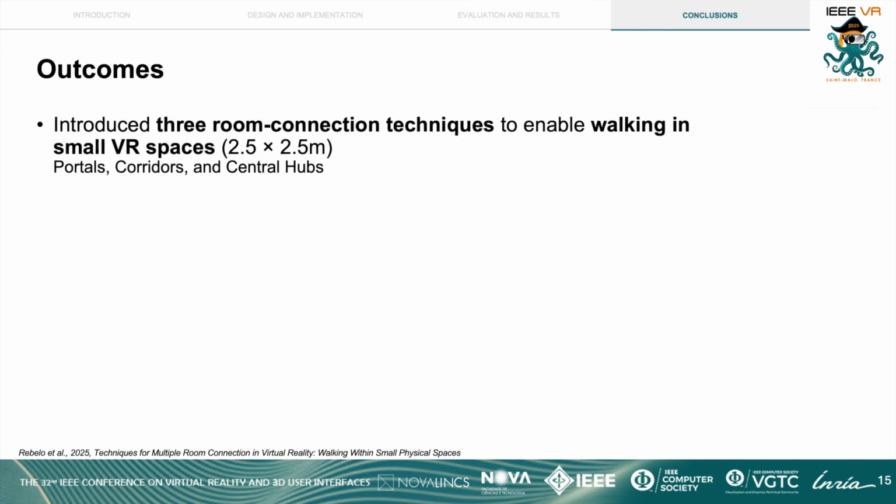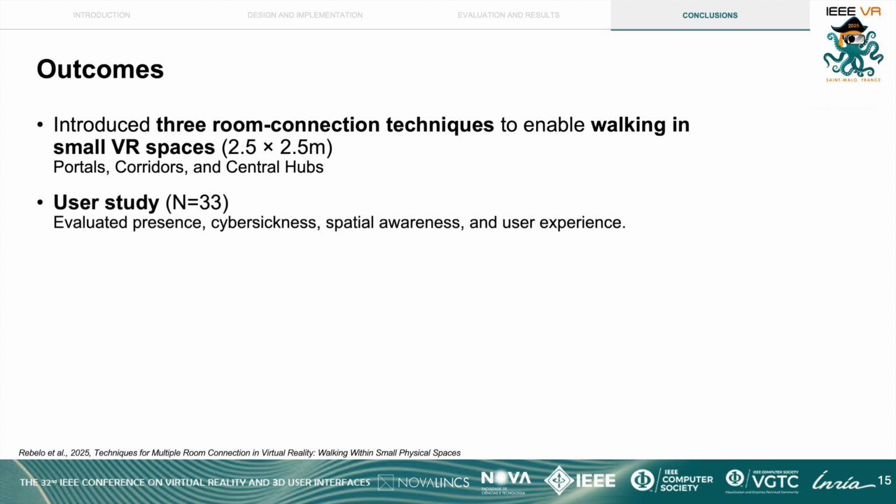In summary, our study introduced three room connection techniques that enable natural walking in VR within small spaces. Our research introduced three room connection techniques, portals, corridors, and central hubs, designed to enable natural walking in small VR spaces of 2.5 by 2.5 meters. By leveraging these methods, we aim to create immersive, intuitive, and flexible navigation options within virtual environments despite physical constraints. To evaluate the effectiveness of these techniques, we conducted a user study with 33 participants, focusing on four key aspects: presence, cybersickness, spatial awareness, and user experience.